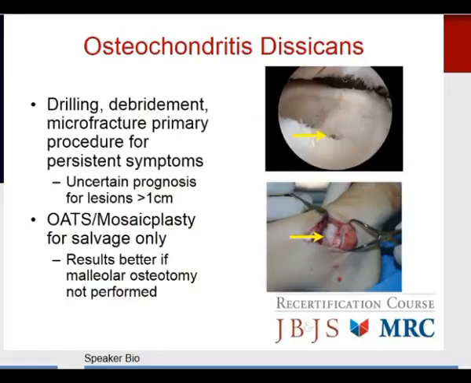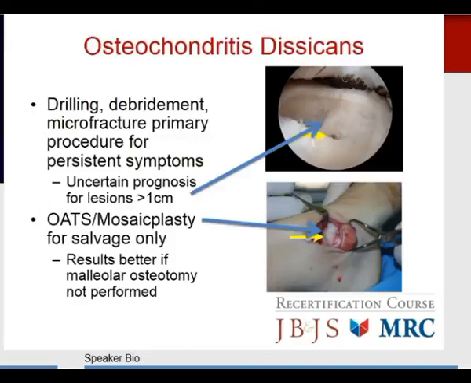If we do see an osteochondritic lesion, we always start with the same method of treatment. It's drilling and a microfracture technique. It's always our primary procedure for persistent symptoms. And if they're uncertain, we give the patient the qualification that if they have a lesion larger than a centimeter, then they have an uncertain prognosis. And if we have failure of the OCD drilling and microfracture, only then we consider doing an OATS or mosaicplasty for salvage techniques. And again, the results are better if we don't have to break the medial malleolus in doing that.